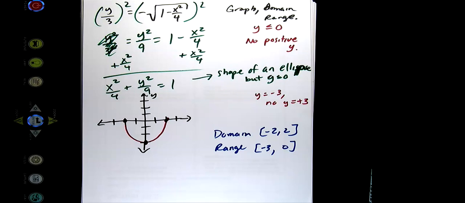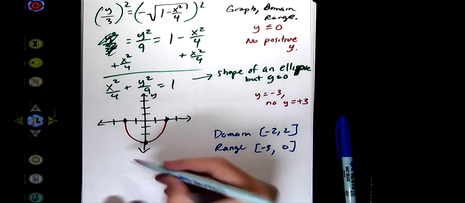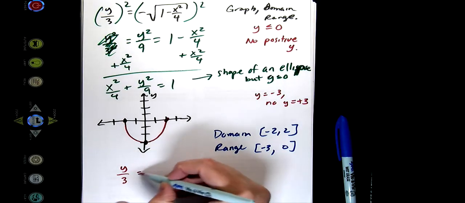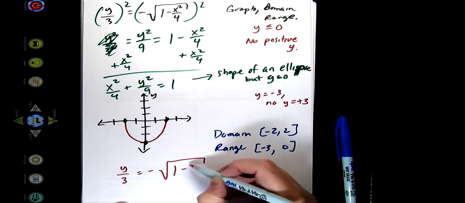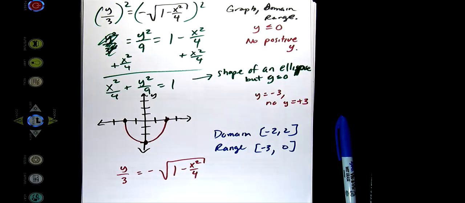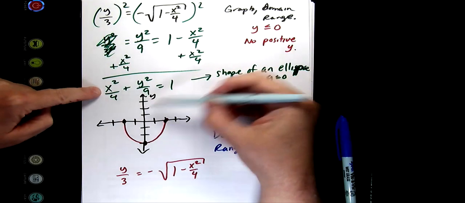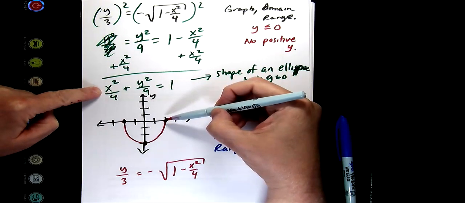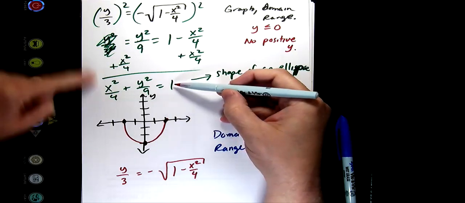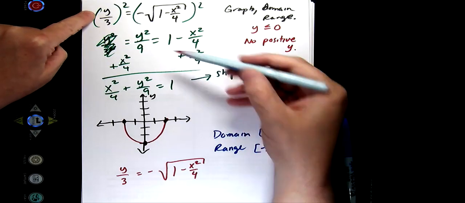Why did it just stop because of that negative? It stops because the original equation was y/3 = -√(1 - x²/4). By squaring it, we introduced new information, which makes this the whole ellipse. But we didn't start with this. We started with this, and this restricted y to being negative.